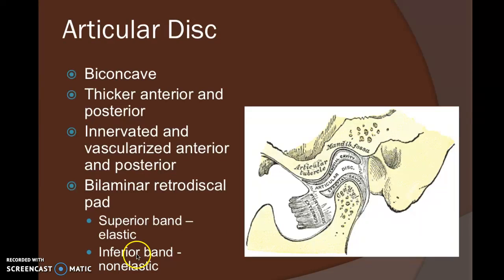Go back to that disc slide one more time. If we could look at a coronal plane, what we would see is that there's ligaments that connect the disc to the condyle, both the lateral ligament and the medial collateral ligament. So you can think about these like the knee ligaments that attach the disc to the condyle.